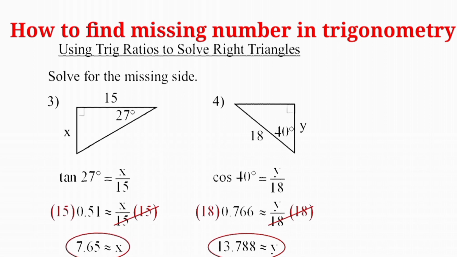And we have a second triangle whose hypotenuse is 18 and its angle is 40 degrees. One side is missing, which is y. So cos theta, cos 40, is equal to y over 18 according to the formula. Then we multiply by 18 on both sides, 18 multiplied by 0.766. If we multiply 18 by 0.766 we get 13.788, which is approximately the value of y.